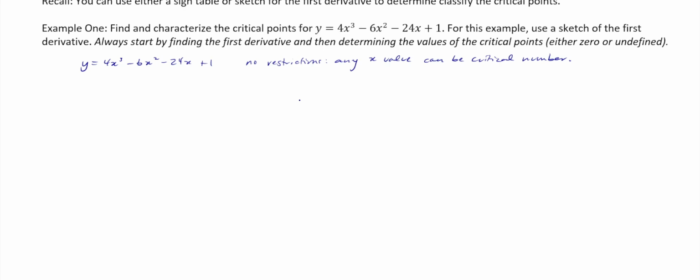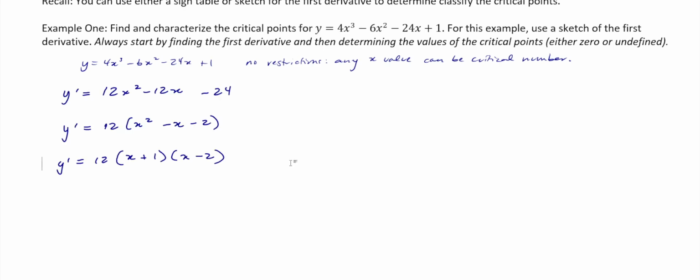Okay. All right, so what we're going to do here is take the first derivative, and then we are going to factor it. So there is my first derivative right here. I factored out a 12, and then I factored the trinomial, and I got this right here. Now, I'm going to set y prime equal to 0 to find the critical numbers. So we are going to find the x values that make the first derivative equal to 0. You can do it by inspection just by looking at it right now, but why not? Let's go ahead and set it equal to 0.